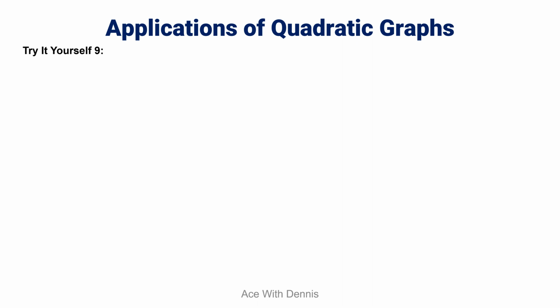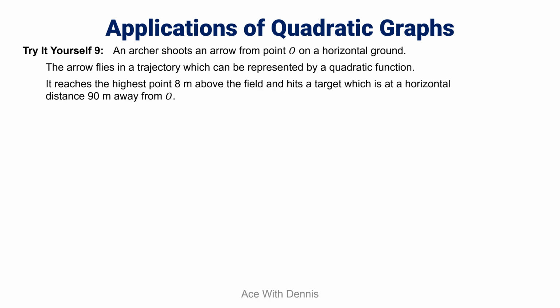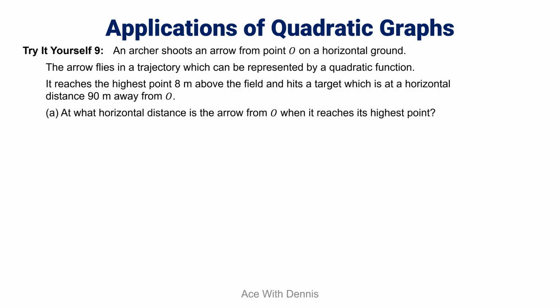Right now, it's your turn to try example 9 yourself. An archer shoots an arrow from point O on a horizontal ground. The arrow flies in a trajectory which can be represented by an equation. It reaches the highest point 8 meters above the field and hits the target, which is at a horizontal distance 90 meters away from O.